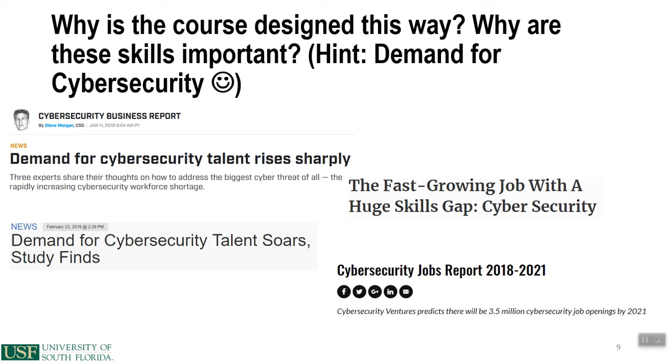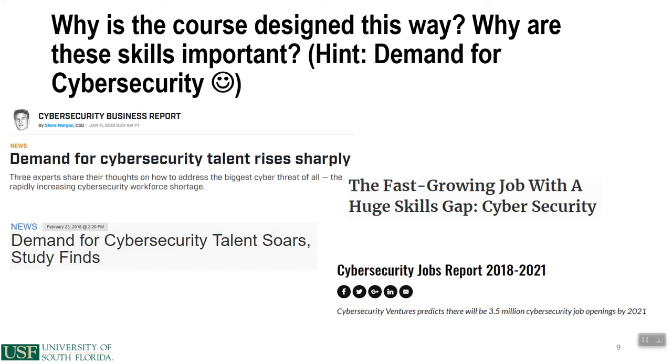So why was this course designed this way? Why are these skills important? So there are 5 major themes that I talked about. I've designed the quizzes and the assignments in a certain way. Why is that the case? Well, there's been a massive demand in cybersecurity. So you can see some of these news clippings. And one that's particularly interesting is that in this particular jobs report, they say that there's going to be 3.5 million cybersecurity job openings by 2021.